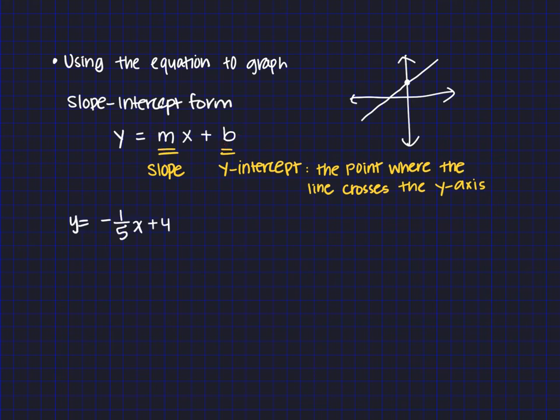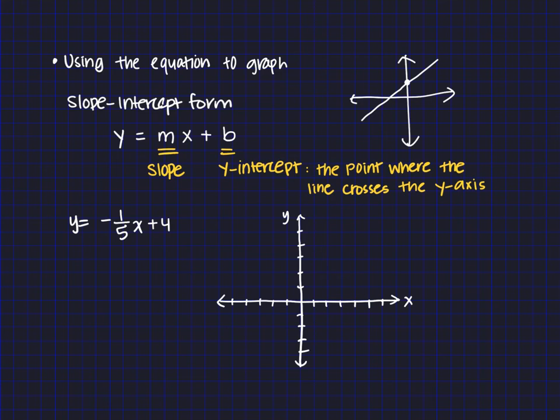So let's say we have an equation like this: y equals negative 1 over 5 x plus 4. Whenever I have a negative number, I am just going to put it with the y value or x value, one of the two, so that I don't confuse myself. So let's say I have a graph like this. Each unit is going to be just 1, so that I don't confuse myself.